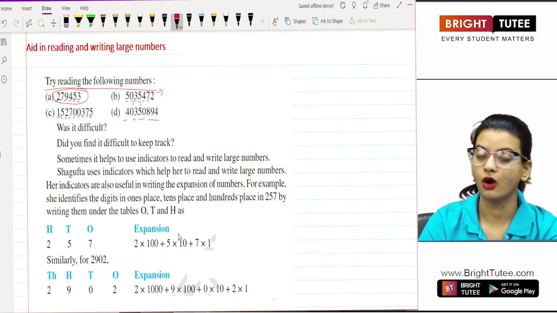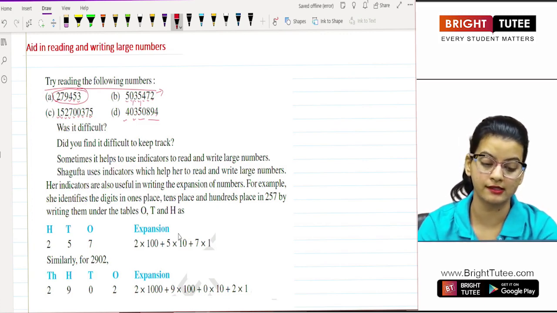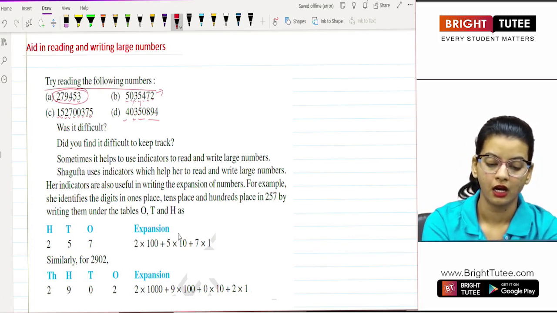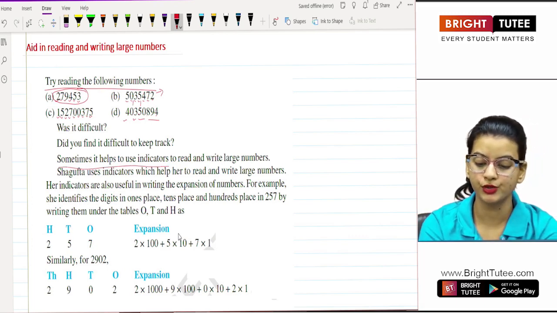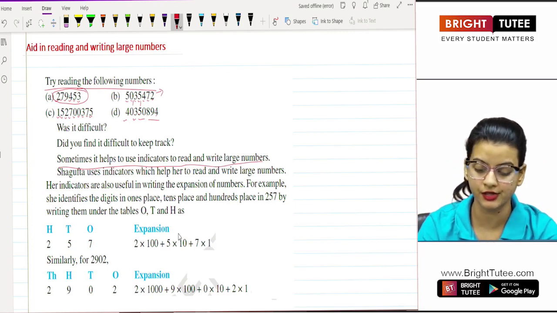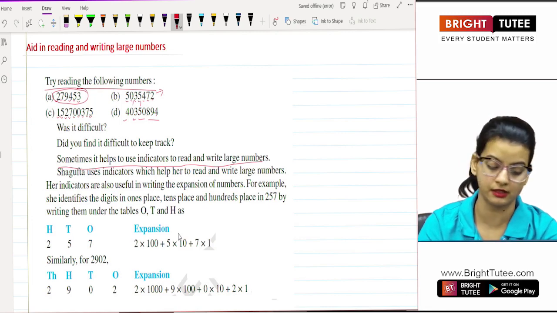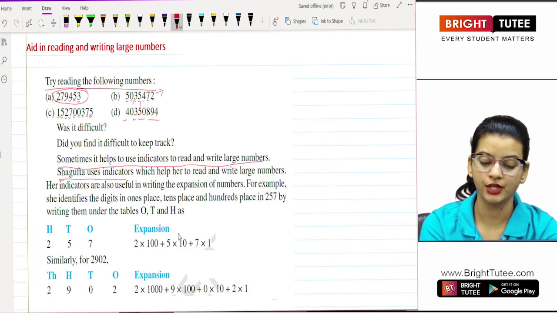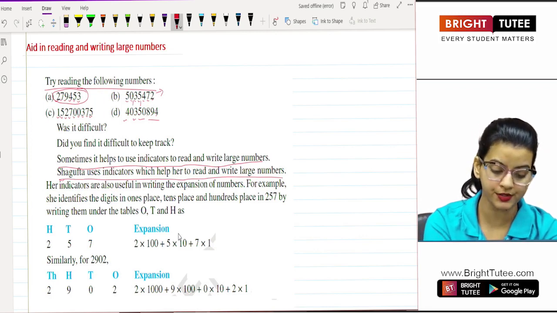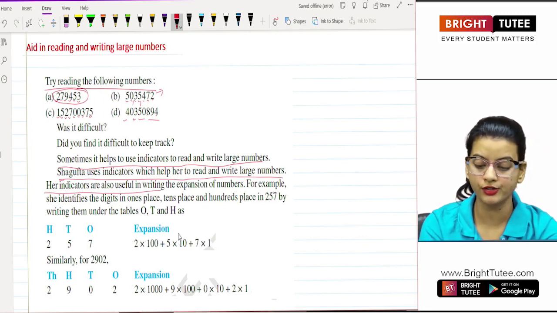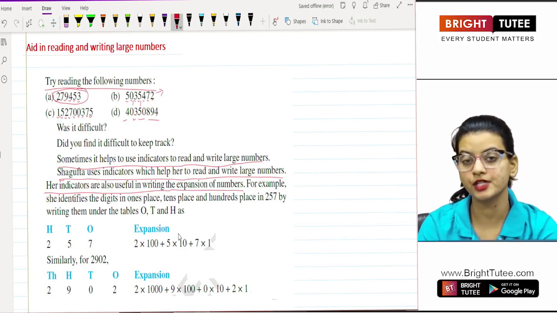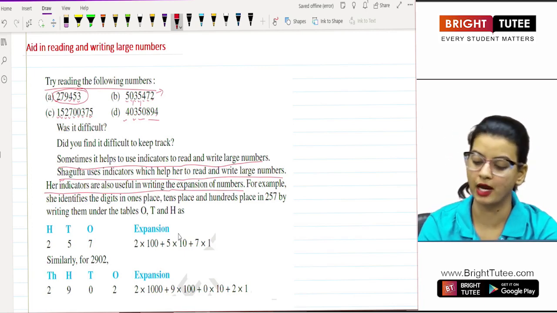Okay. Now in order for you to read this as easily, we are going to find out a way. Sometimes it helps to use indicators to read and write large numbers. If we have got indicators to read and write large numbers, it is easier for us. Shagufta uses indicators which help her to read and write large numbers. Her indicators are also useful in writing the expansion of numbers.